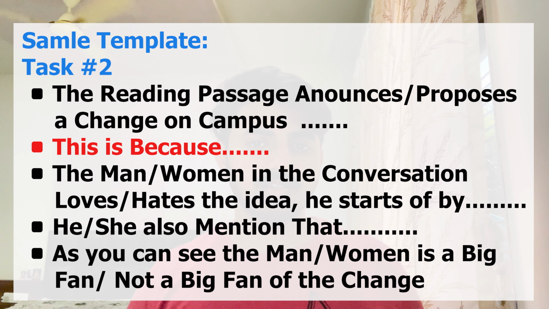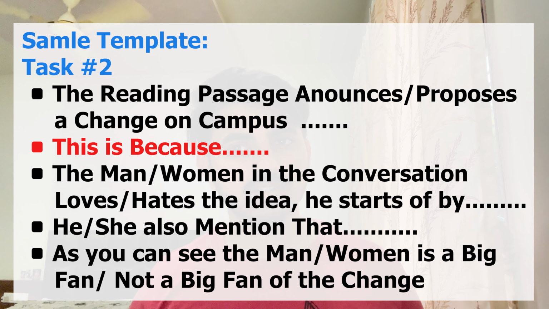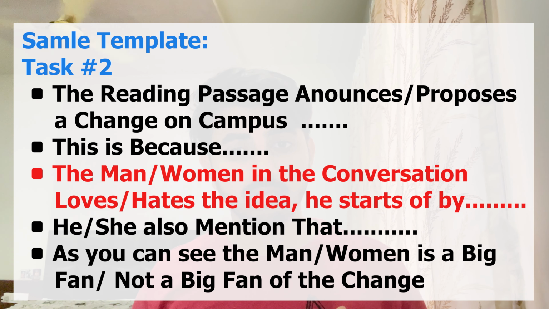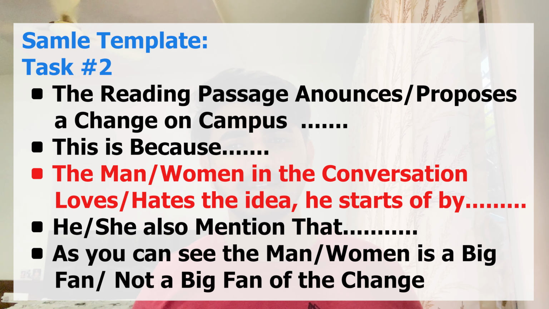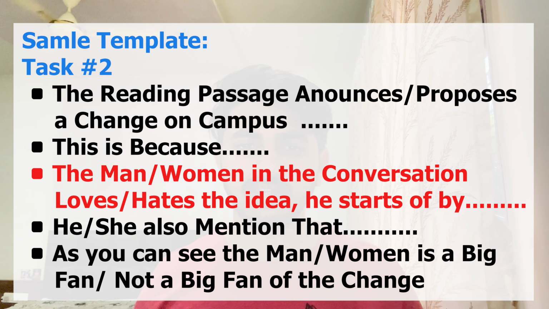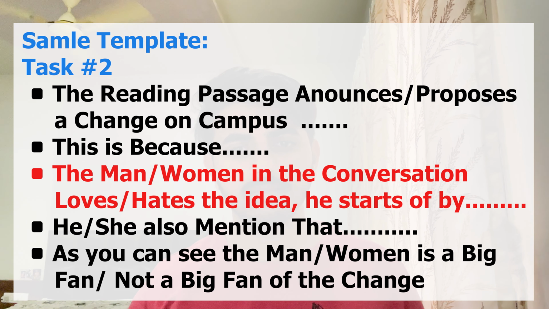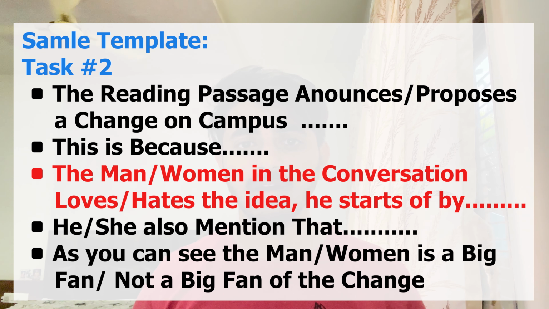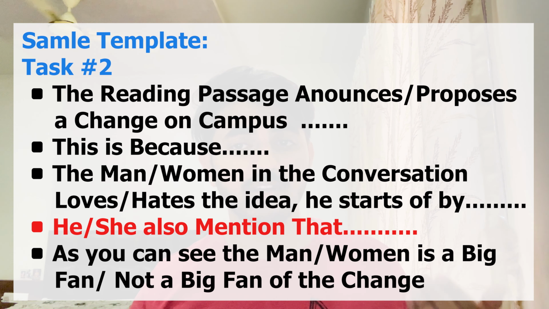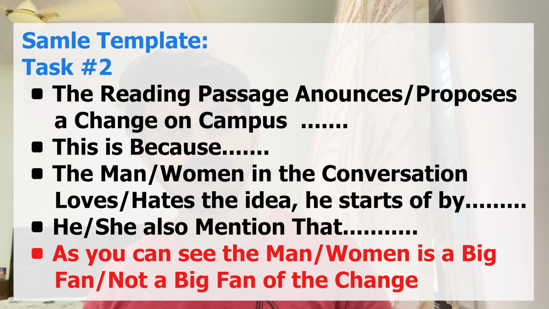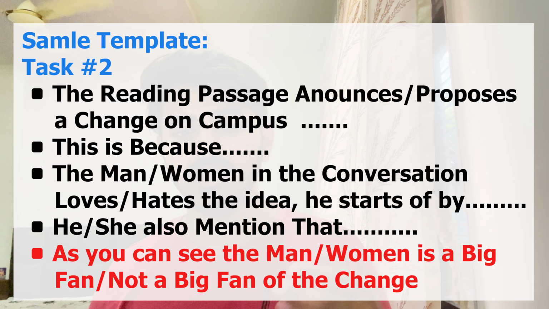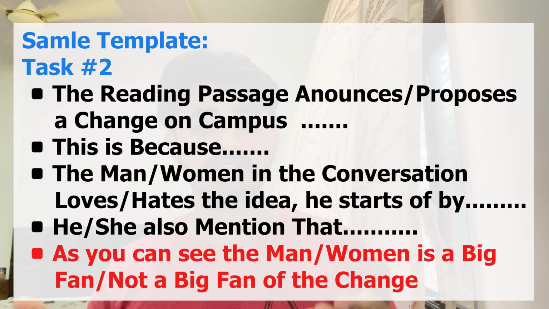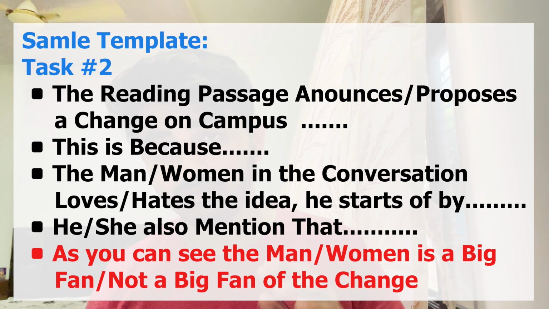The question will ask you to state only the opinion of one person in the conversation. So start off by saying the man or the woman in the conversation loves or hates the idea. He starts off by saying, then state the reason the man or the woman mentions. Then extend the answer by saying he or she also mentioned. Conclude the task by saying, as you can see, the person in the conversation is a big fan or not a big fan of the change.